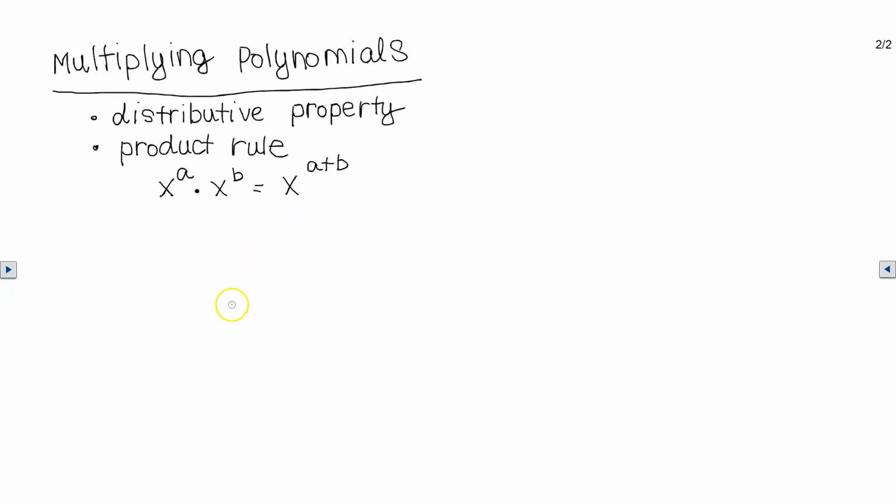So let's start out nice and easy here. Let's say that I have 5x being multiplied by 2x squared minus 8x plus 4. So let's look at this multiplication problem. I have one term, 5x, so that would be a monomial, being multiplied by a trinomial in parentheses because it has 1, 2, 3 terms.